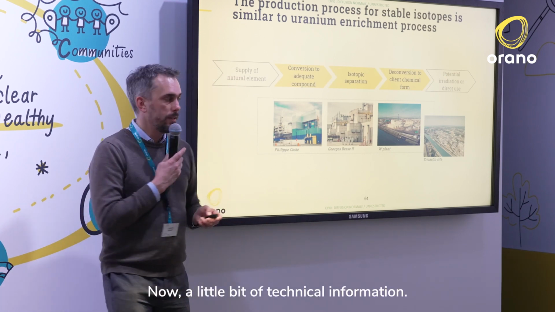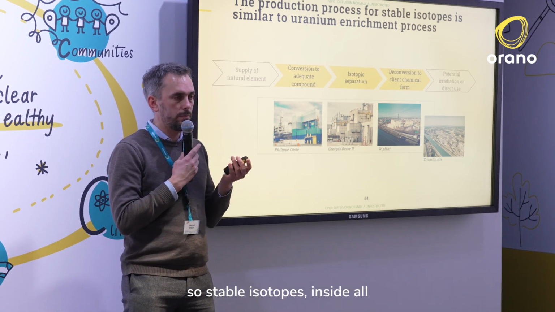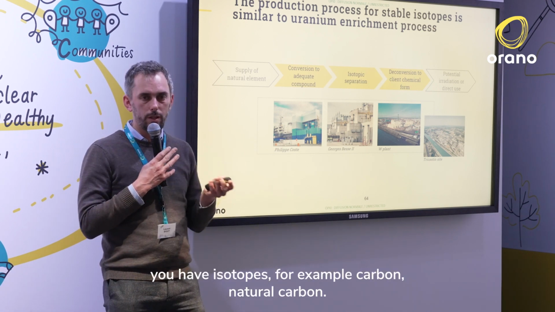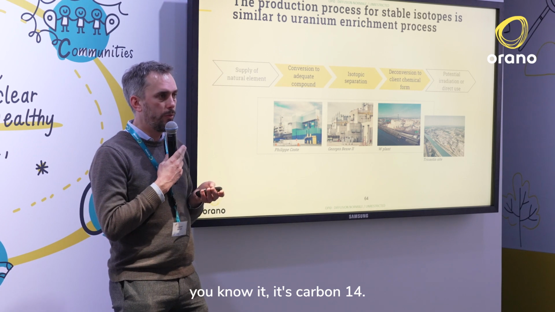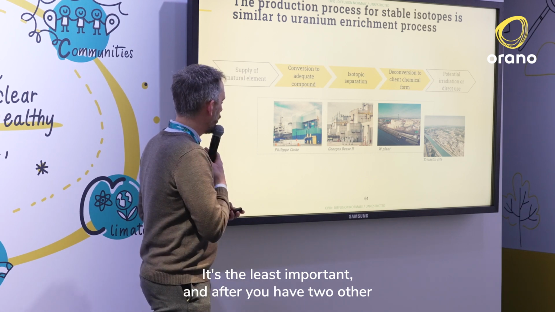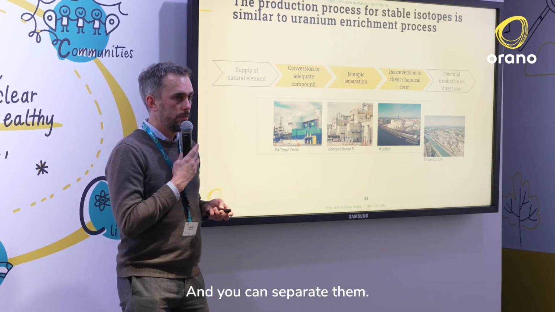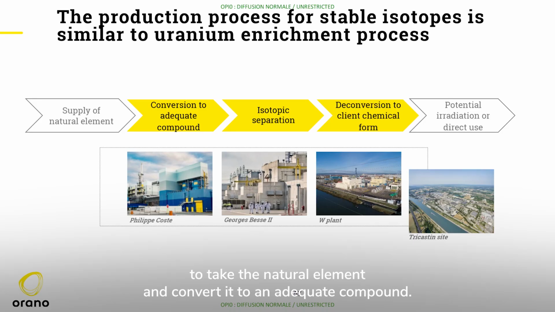After that, a little bit of technique. Stable isotopes: in each matter in the world, you have isotopes. For example, natural carbon has three isotopes inside. One you know, it's carbon 14. I think everybody knows it. Well, it's the least important. And then you have two others, carbon 12 and carbon 13, and you can separate them. To separate isotopes, you first need to take the natural element and convert it to an adequate compound. Then you can do the isotopic separation, and after that you do the deconversion.